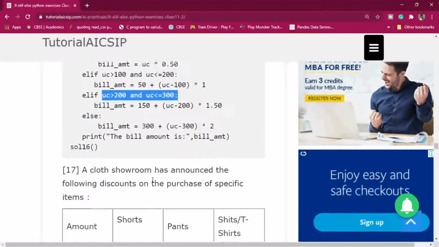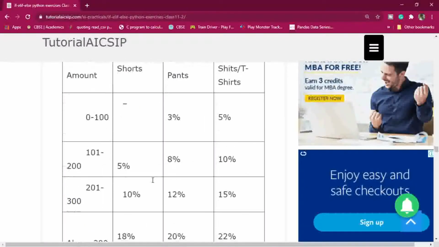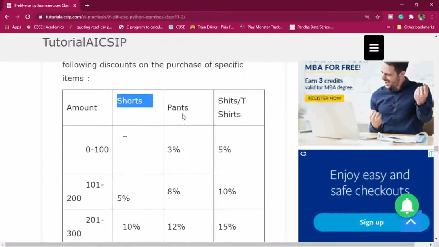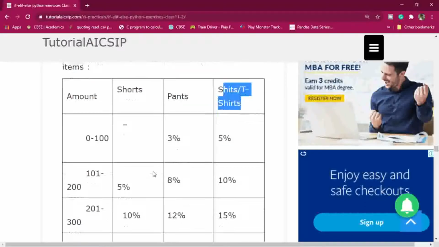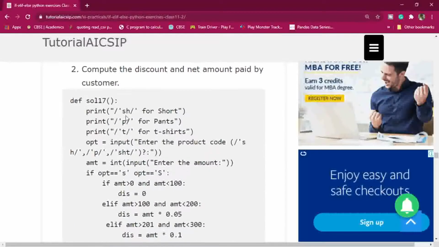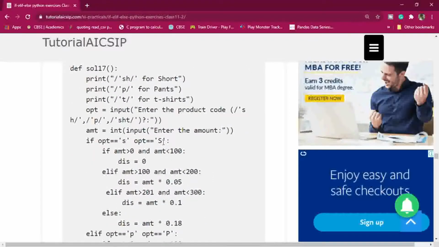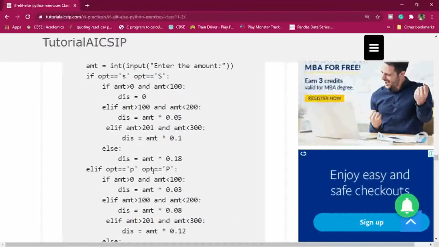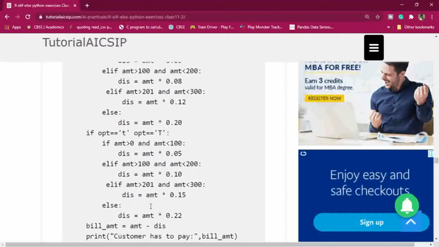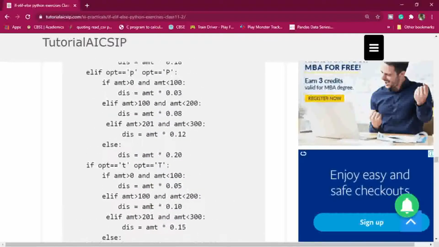Then the 17th program, it is also similar to that. We have to apply some codes for this. So here I have applied S, H, P, T like that. So for that we can use S, capital P and capital T. So you do this program, you can understand how it can be done.